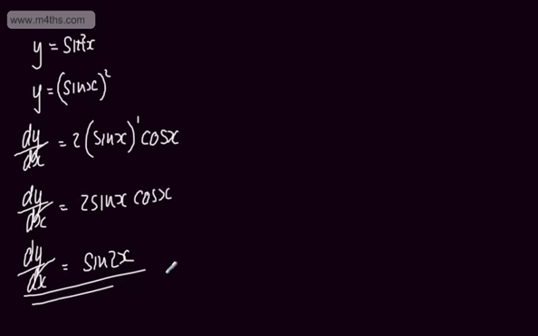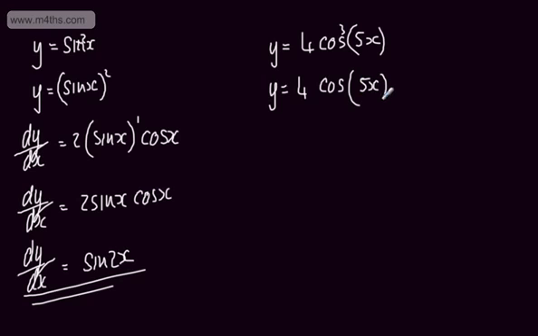We might, for example, take another function. Let's say we've got y is equal to 4 lots, and let's take something slightly more challenging. Let's say we've got cos of, let's go for 5x, cos of 5x, which we will cube. So we've got 4 cos cubed of 5x. So we can write this as 4 cos of 5x, which we're going to cube. So all I'm doing is taking the power here.